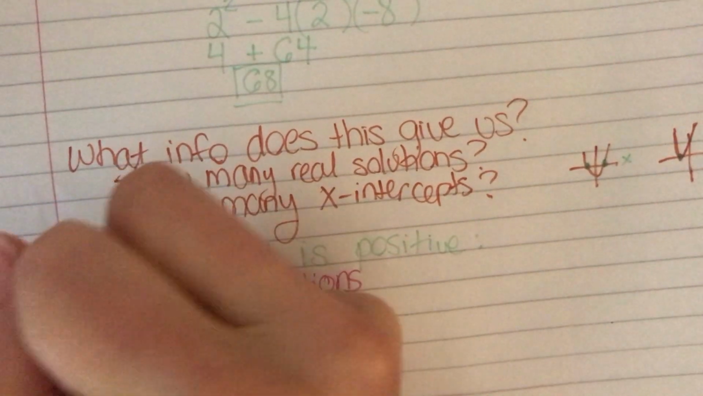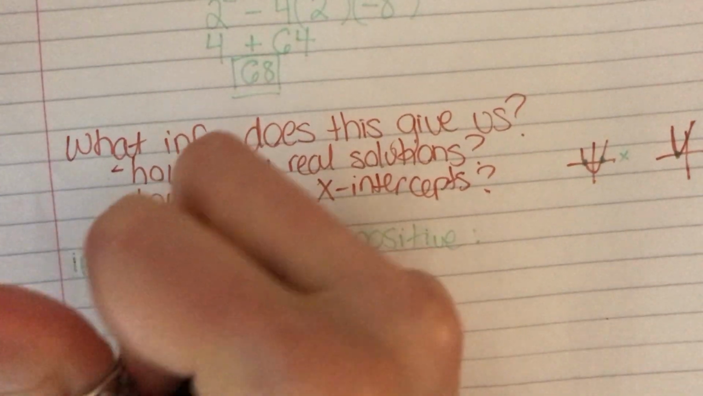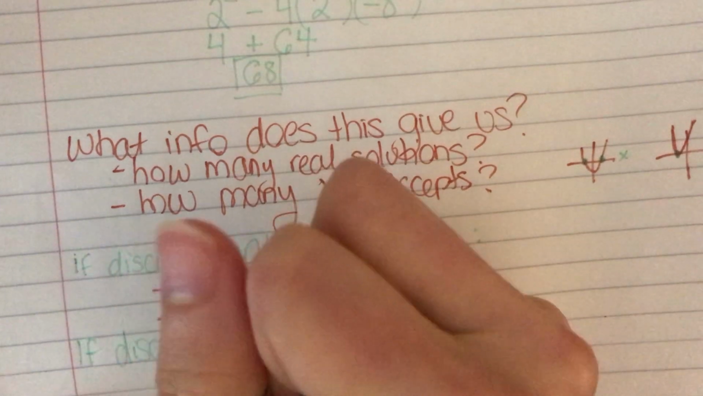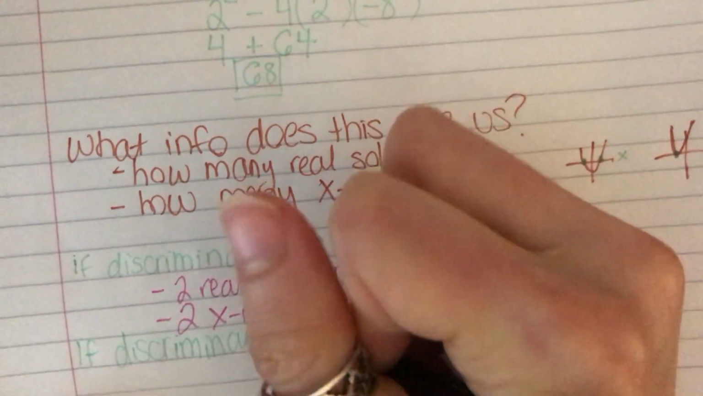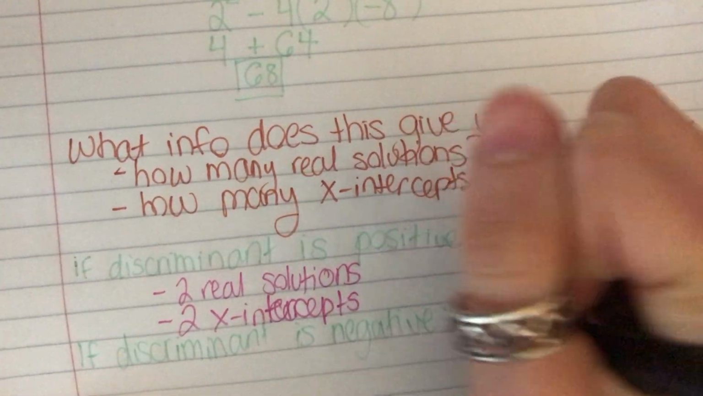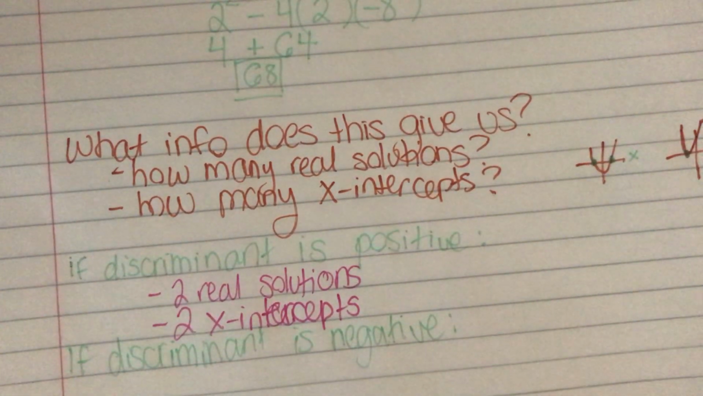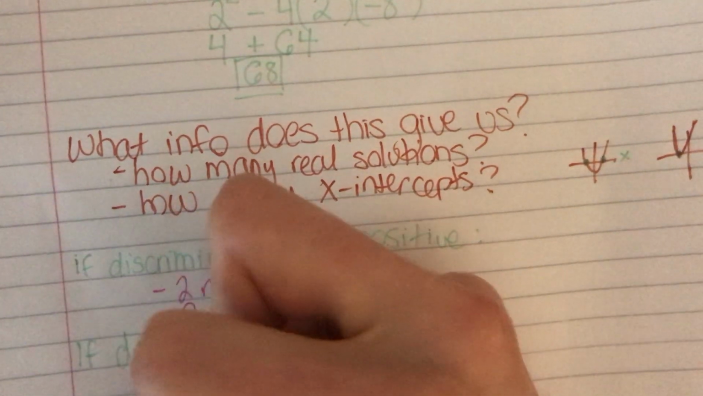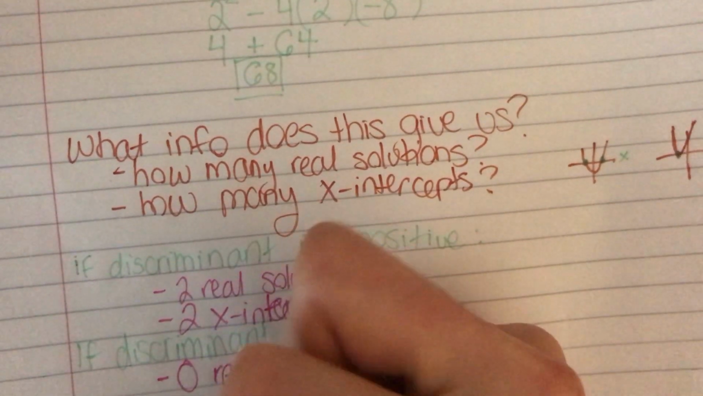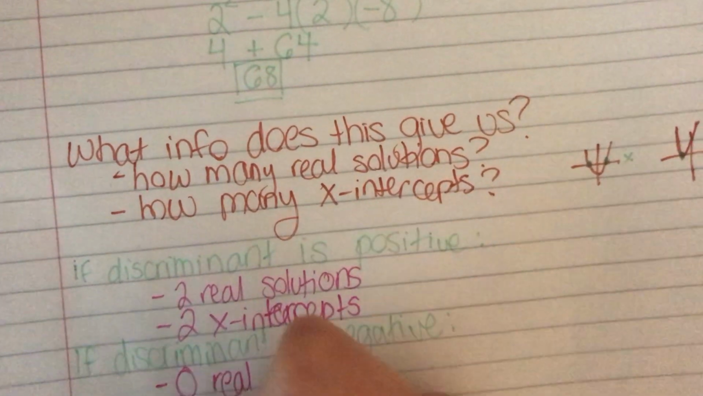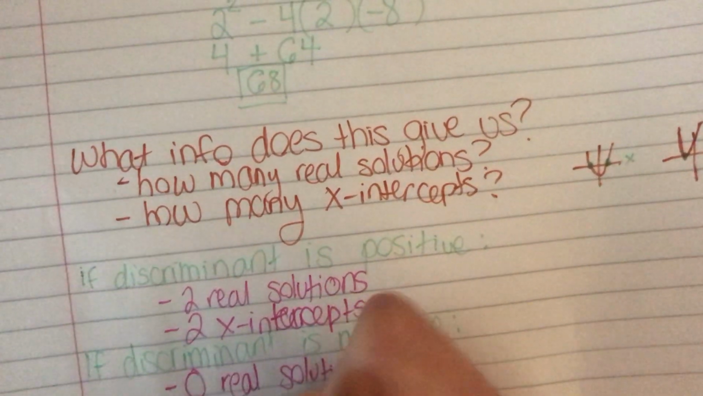Okay, continuing on, if it is negative, we will have 0 real solutions and 0 x-intercepts.